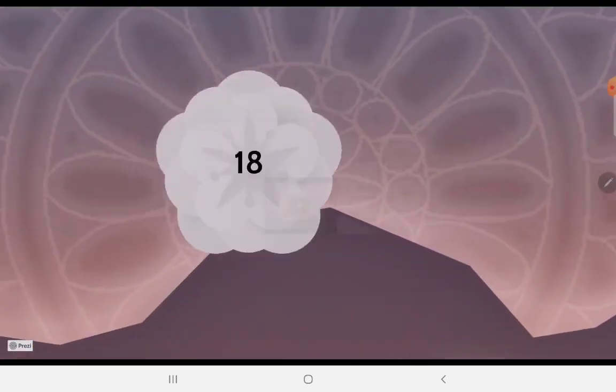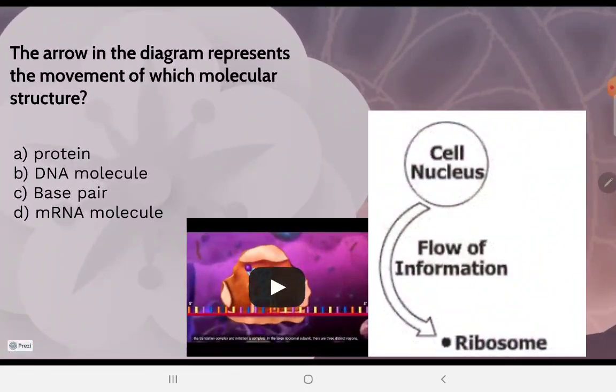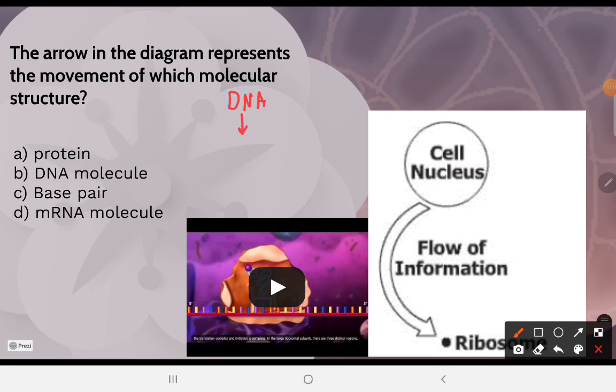Okay, moving on to 18. The arrow in the diagram represents the movement of which molecule? So it's very simple. This is gene expression. We have DNA that we inherit from our parents. It's like a big recipe book. From that, we pull a page out of the recipe book, and that's RNA. And then we read that recipe to make some sort of protein. So for example, melanin is a skin pigment protein, and that creates a trait, like for example, your skin color.